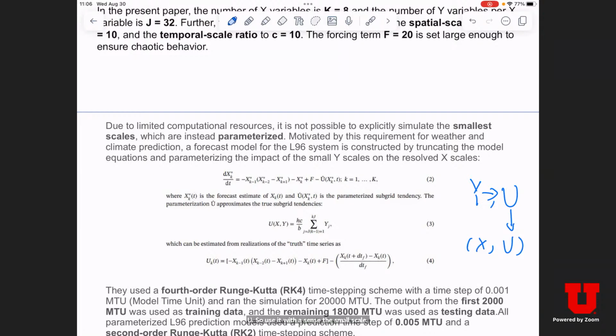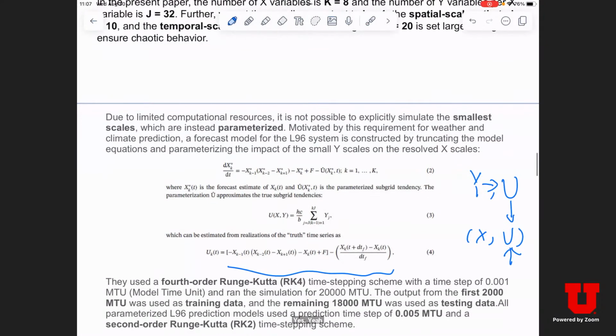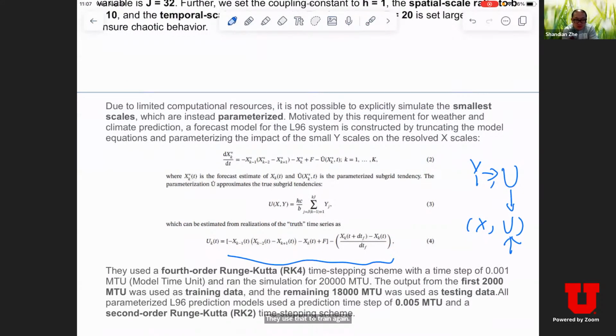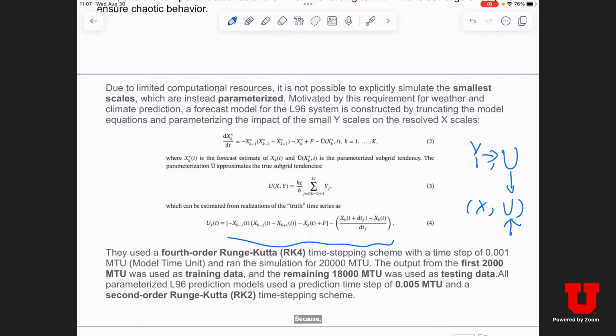But how does it relate to the so-called truncation? What do you mean by truncation? Does it mean that they don't have the dynamics of Y? Yes, they don't have dynamic Y. Instead, they represent the Y with the U, but the U can be computed by this equation. So this is how they get U, right? They use that to train the GAN. Okay. Because they replace the Y with this one.